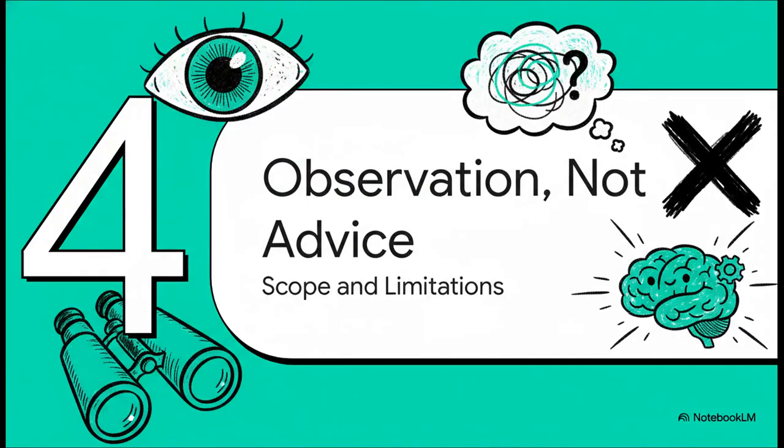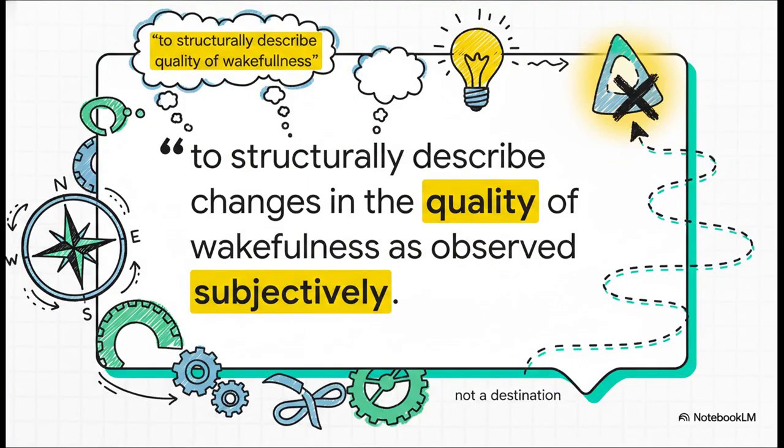Okay, before we go any further, we have to put a huge asterisk on all of this because it's incredibly important to understand the scope and the limitations here. This is about observation, not advice. The source material is extremely clear on this point. The goal is not to tell you how to live or how to sleep. It is simply, and I'm quoting here, to structurally describe changes in the quality of wakefulness as observed subjectively. It's a map, not a set of directions.